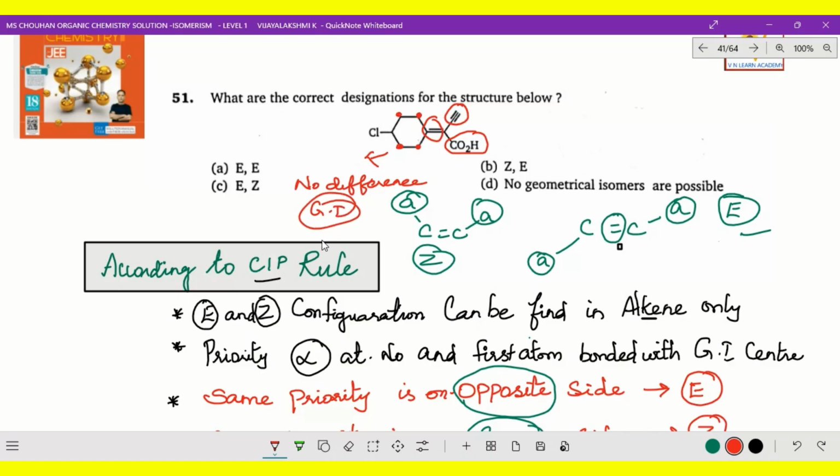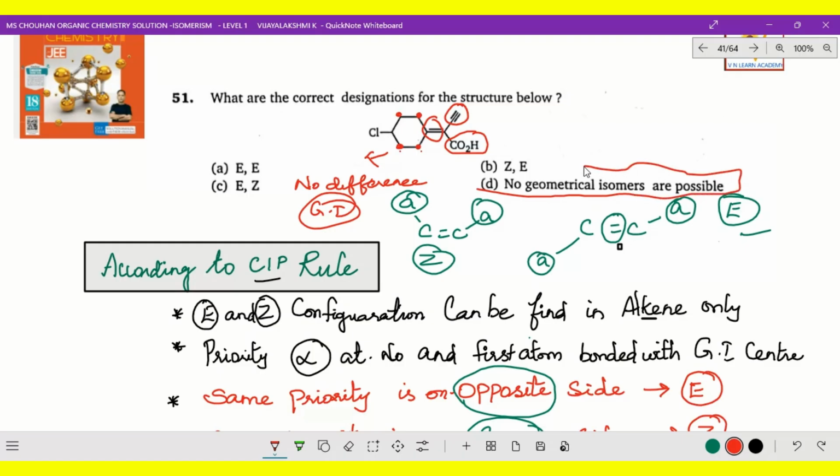So here the double bond is there, it is an alkene, fine. But E and Z we cannot assign. Why? Because on this left-hand side there is no difference in priority. It has to be higher or lower, right? But we cannot identify it: here CH2, here also CH2, here also CH2, here also CH2. That means there is no difference. One side has a difference, the other side has nothing. So there is neither E nor Z. So no geometrical isomers are possible. D is the correct option.